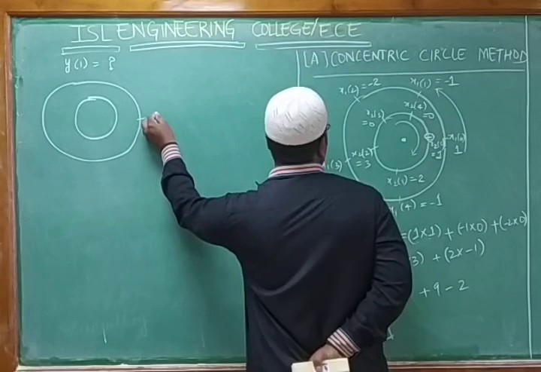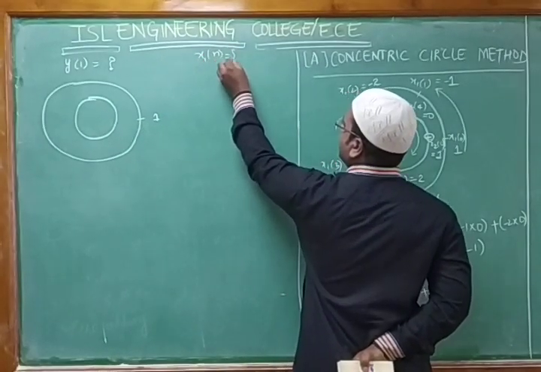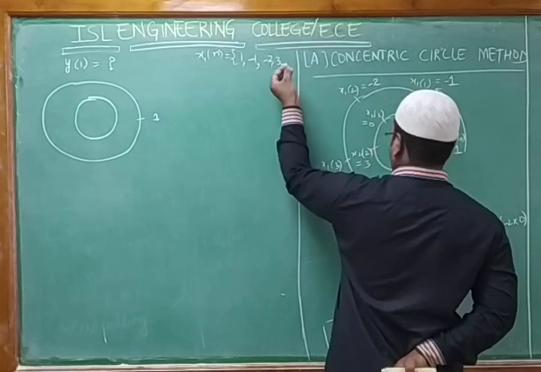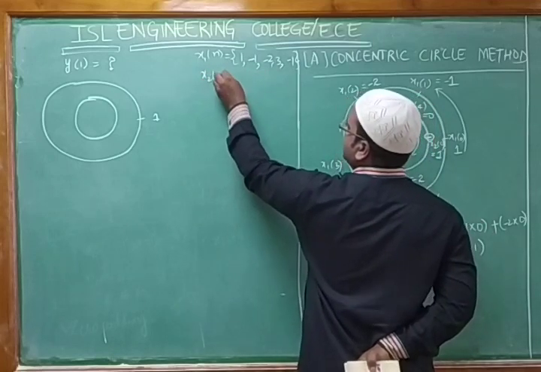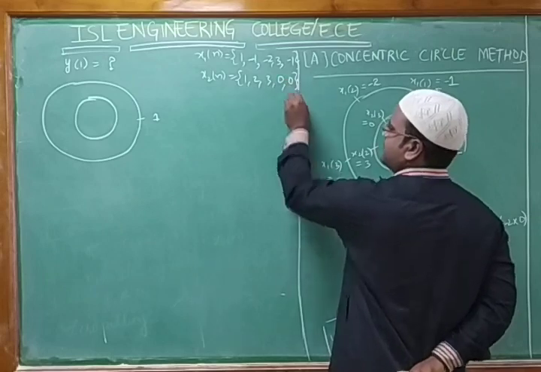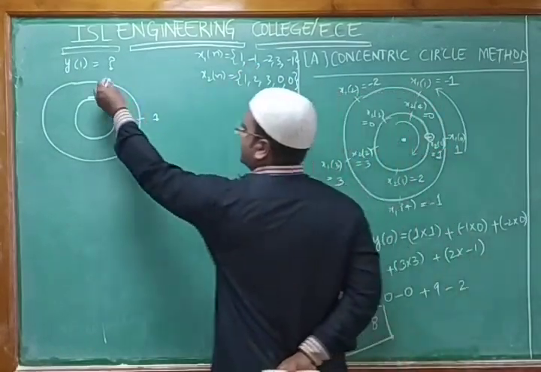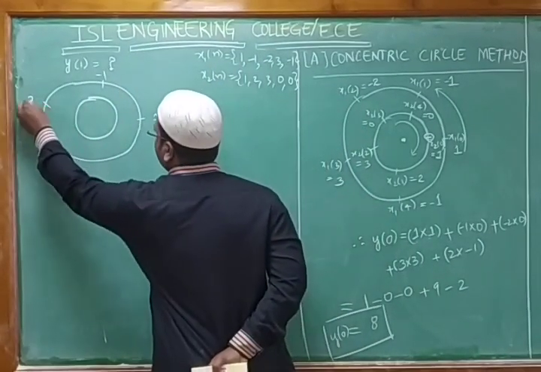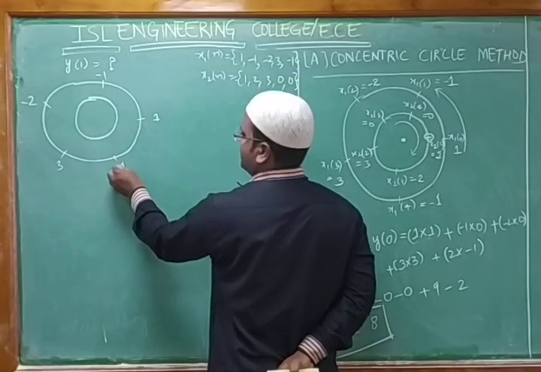What is the first value? 1. So we write here that x1 of n is 1, minus 1, minus 2, 3 and minus 1. x2 of n is 1, 2, 3, 0 and 0. We have both the sequences. What is the first value? 1. Then the next value minus 1. Next minus 2. The next is 3. The next is minus 1.